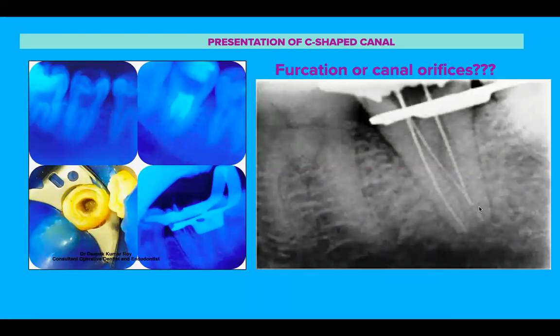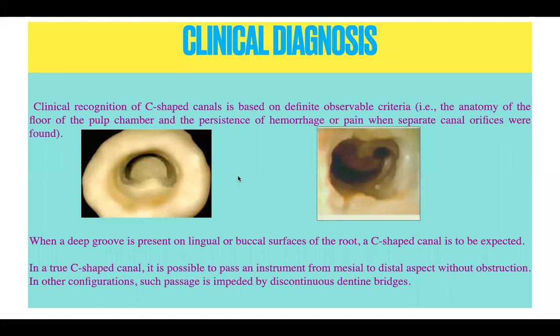The canal configuration is related to the root morphology of the mandibular second molar. So if we take a CBCT, we can diagnose whether the file which is going in between, which looks like a furcation, is going in the canal or outside. And we can see the obturation. The obturation is also different from the normal root canal which you do for mandibular second molar. So the presentation is different. Each and every step, from access opening to cleaning and shaping and obturation, is different compared to the normal mandibular second molar.